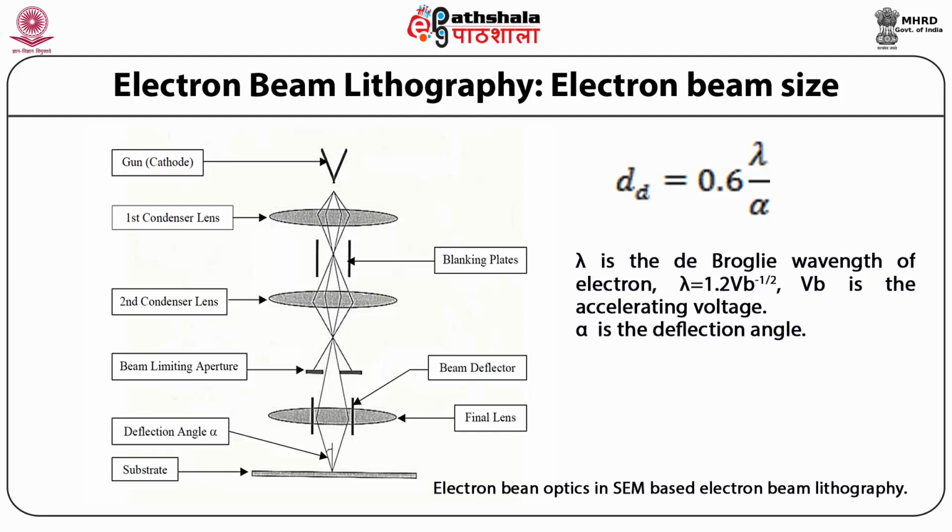The angular spread delta alpha in the deflection angle alpha due to differential voltage of delta V is given by delta alpha equals delta V by 2V multiplied by alpha, and the diffraction limited electron beam size is given by d_d equals 0.6 lambda by alpha, where lambda is the de Broglie wavelength of the electron and lambda is equal to 1.2 multiplied by V_b to the power minus half, where V_b is the accelerating voltage.